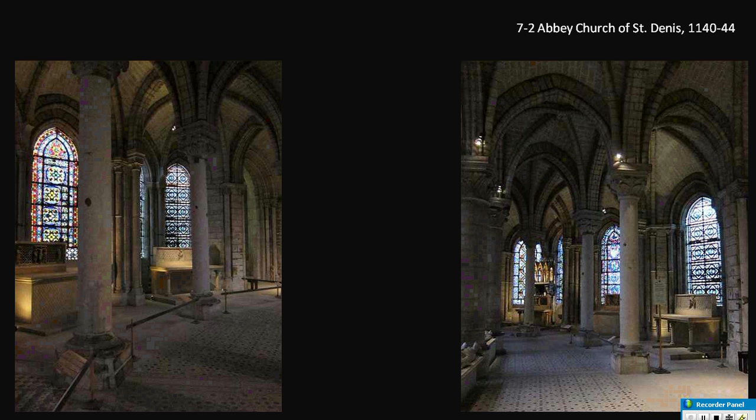And on one level, it's easy to see like, wow, cool new style, let's do it too. But that's not really the reason they did it. The real reason they did it is that it had royal connotations. The building was funded by the King of France.